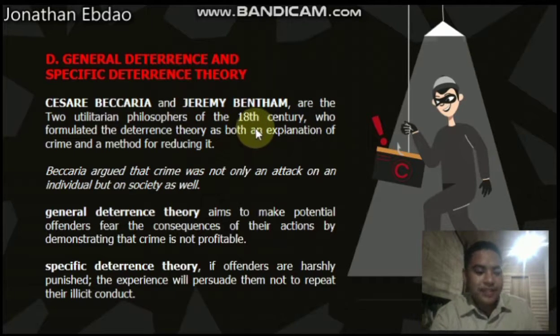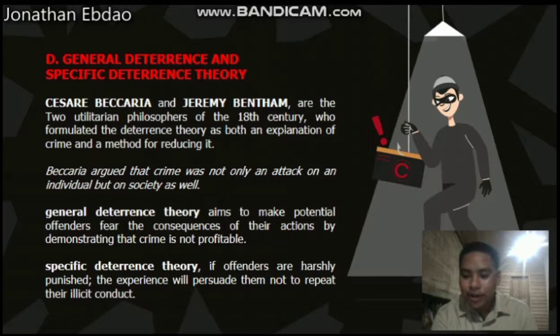The next one is general deterrence and specific deterrence theory. Cesare Beccaria and Jeremy Bentham are the two utilitarian philosophers of the 18th century who formulated deterrence theory both as an explanation of crime and a method for reducing it. Beccaria also argued that crime was not only an attack on the individual but also on society as well.